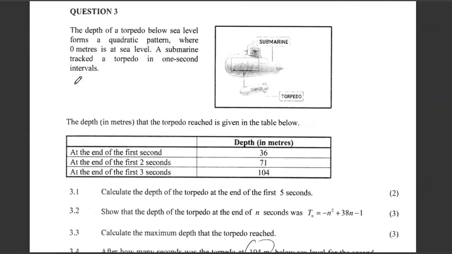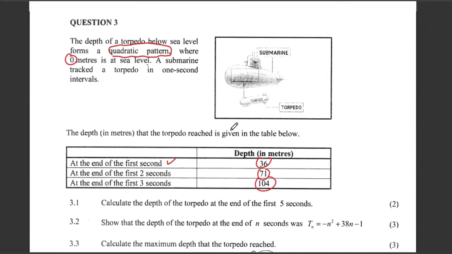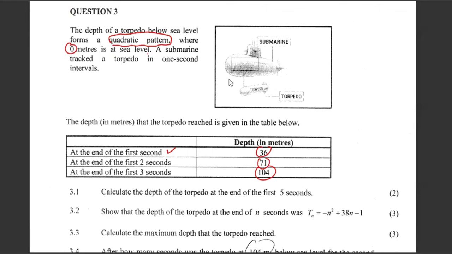Okay, question number 3. They're telling us that the depth of a torpedo below sea level forms a quadratic pattern. Okay, that is key, where 0 meters will be at the sea level. And then a submarine tracked a torpedo in 1 second intervals. So the first term is 36, the second term is 71, the third term is 104. Remember, this is a quadratic pattern. All right, then calculate the depth of the torpedo at the end of the first 5 seconds.